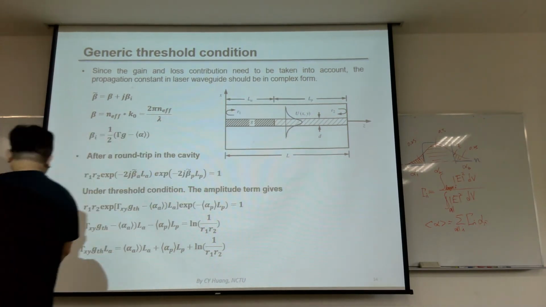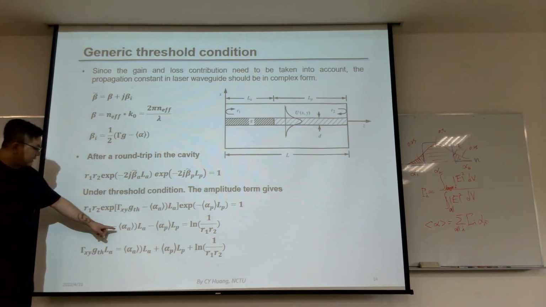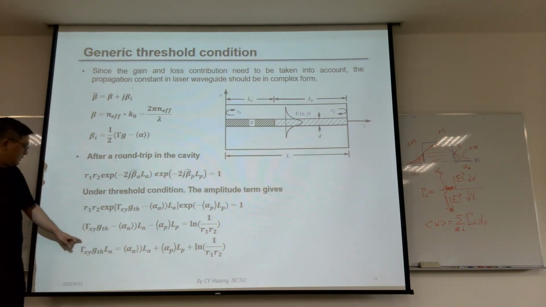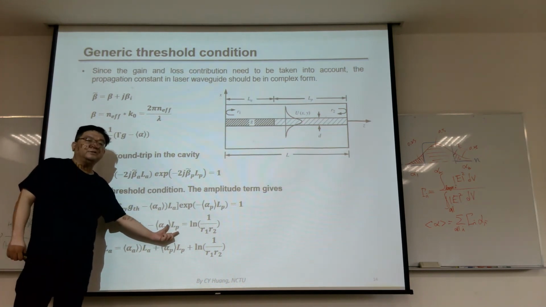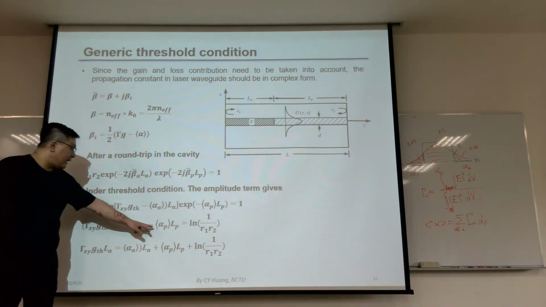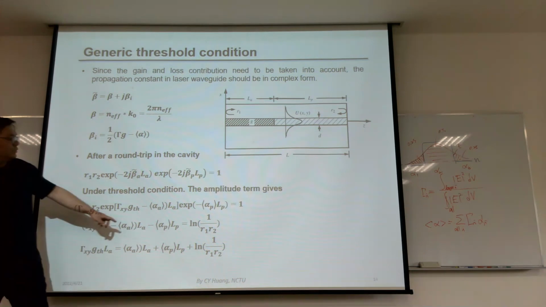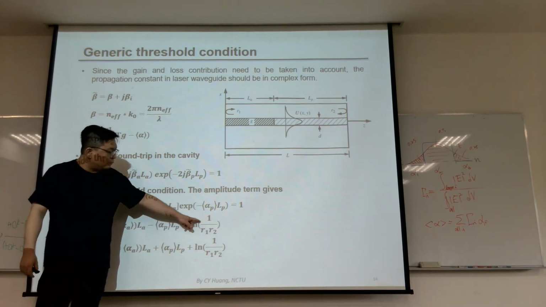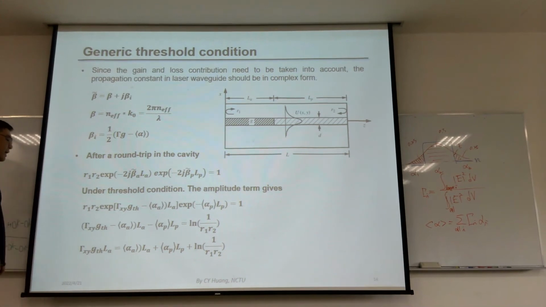So you have gamma xy times g L_A and the alpha_P L_P. Because the passive term doesn't have any gain, it only has the alpha_P L_P. It's equal to natural log of 1 divided by R1, R2.